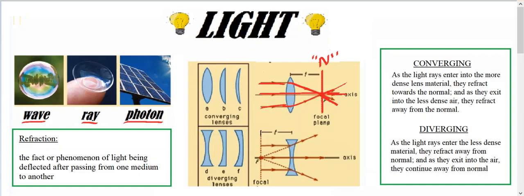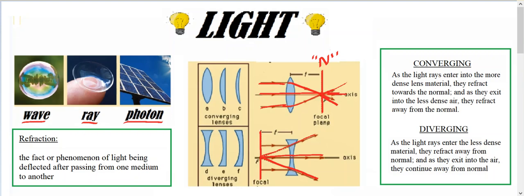Diverging lenses, however, are concave and therefore less dense in their center. So they take light from the focal point and diverge it outwards. The way they work is that as light enters the less dense material, they refract away from the normal. So remember, this is the focal plane. And they exit into the air.